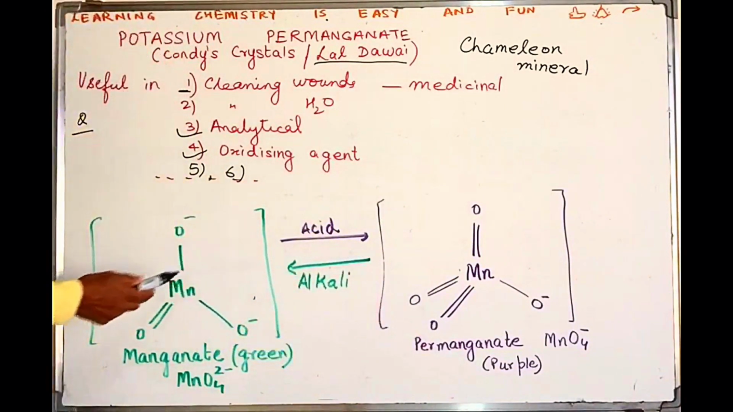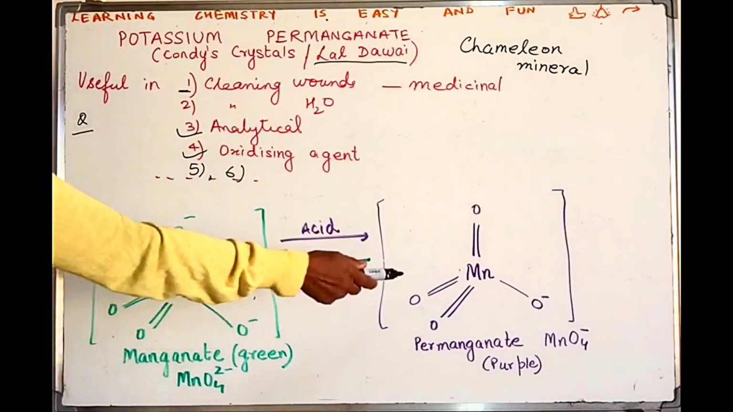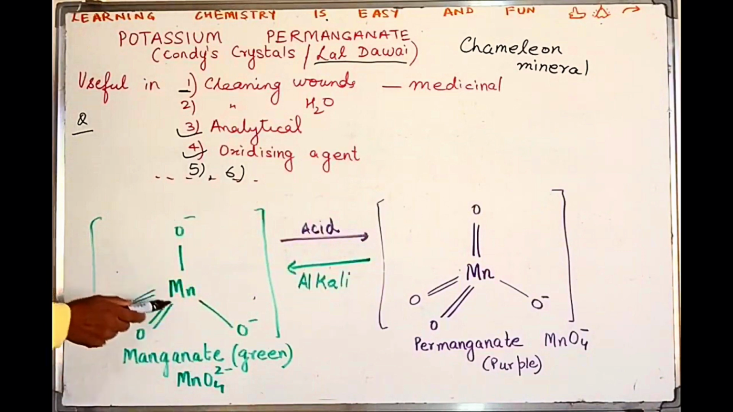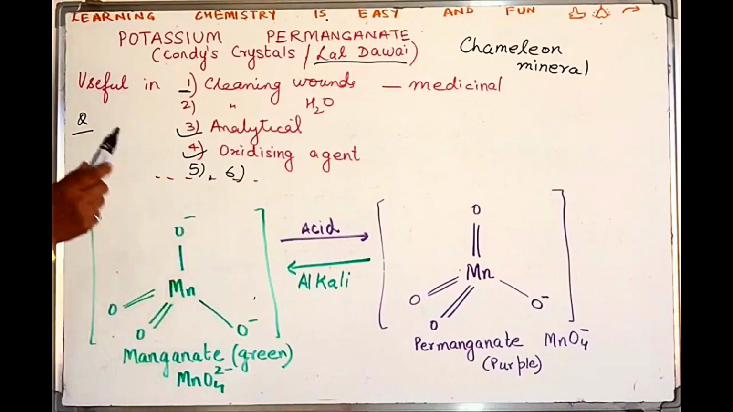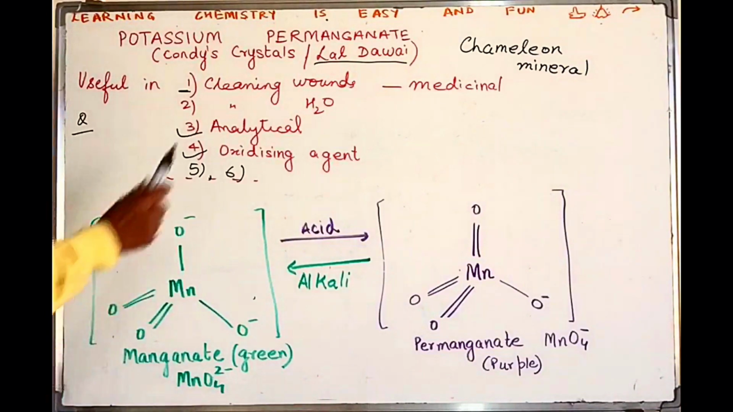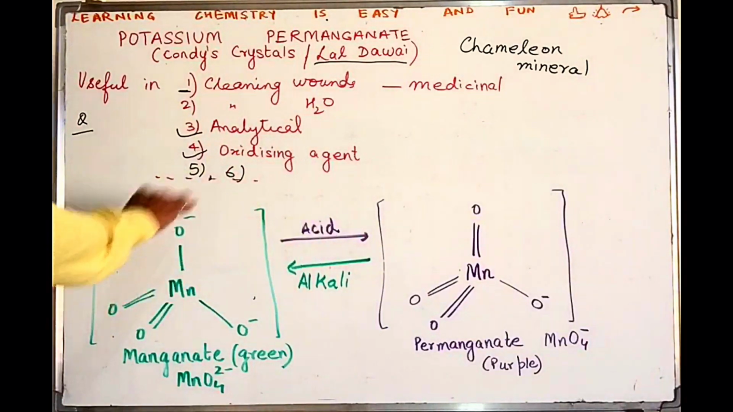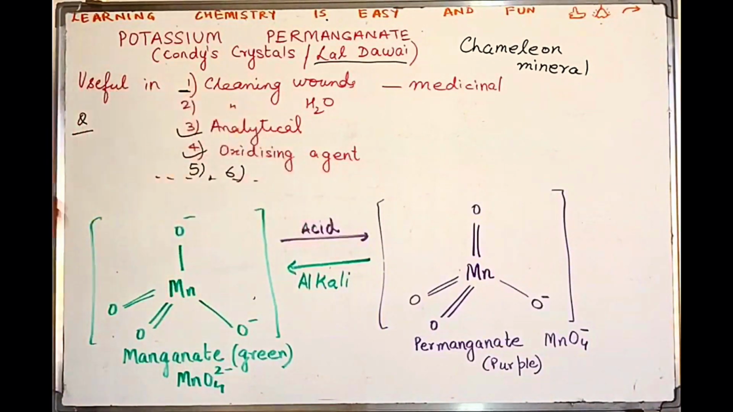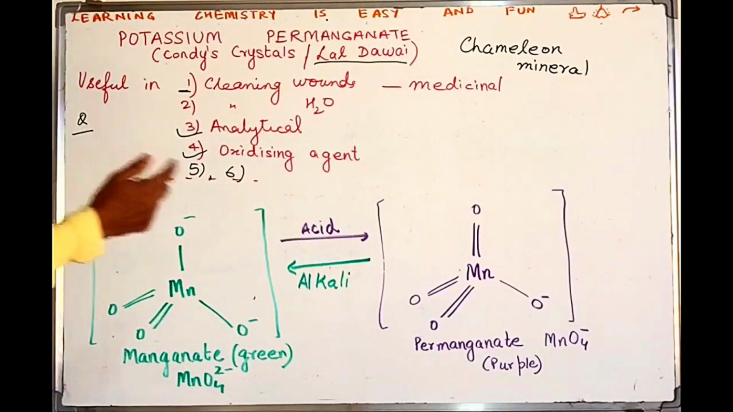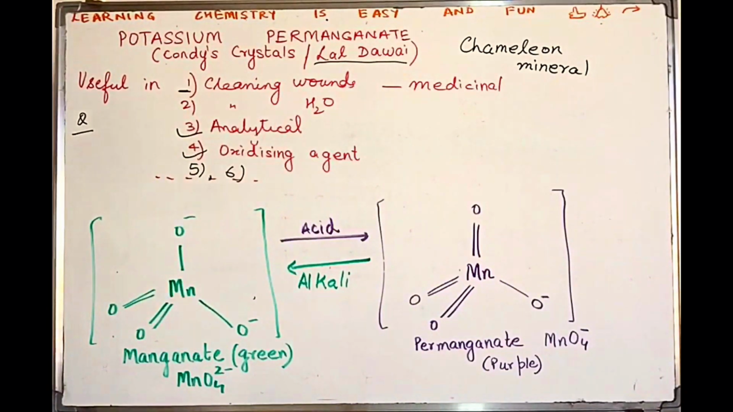Add an alkali, it turns green in color. Why does it turn green in color? Because the permanganate ion changes to manganate, MnO4 2-. That means it has a charge of -2. To the manganate, you add an acid, it turns back to permanganate. So depending on the pH of the solution, the color will vary. And that is what we use in order to identify gases or substances in the laboratory.